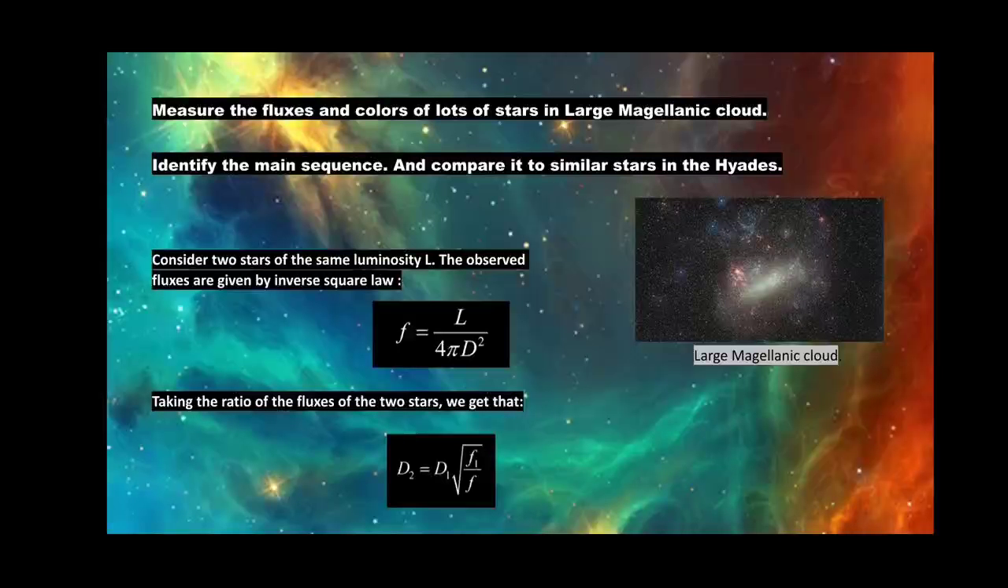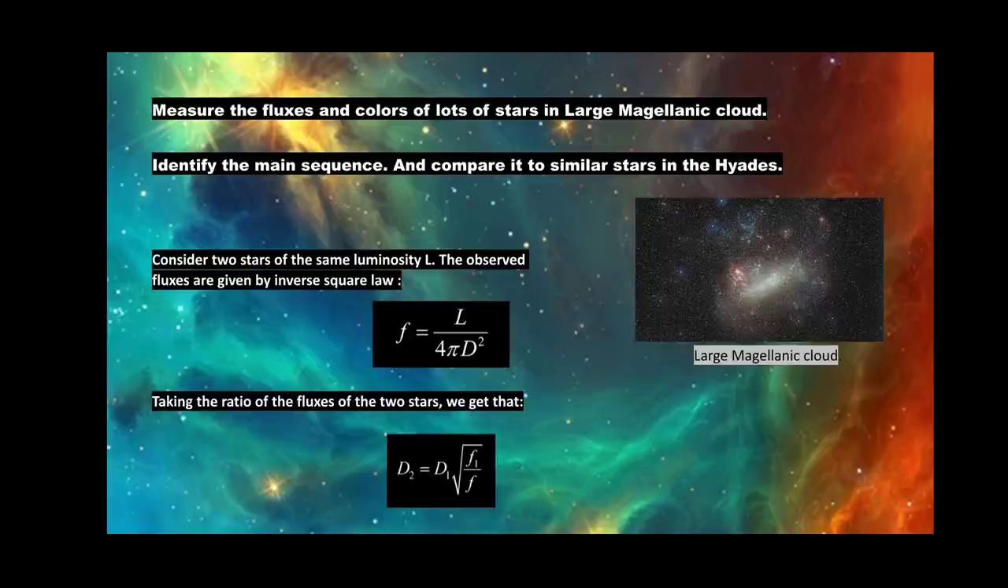So consider two stars of the same luminosity L. Their observed fluxes are given by the inverse square law. F is equal to L divided by 4 pi d squared. If we have two stars at distances D1 and D2 of the same luminosity, then the ratio of fluxes gives us D2 is equal to D1 times the square root of F1 by F2. Using this, we can measure distances to the Large Magellanic Cloud. Unfortunately, we cannot get distances to any more distant galaxies.